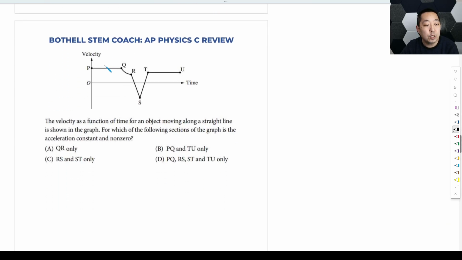Okay. So let's take a look at a few problems here. Velocity as a function of time is moving along a straight line as shown on the graph. For which of the following sections of the graph is the acceleration constant and non-zero?